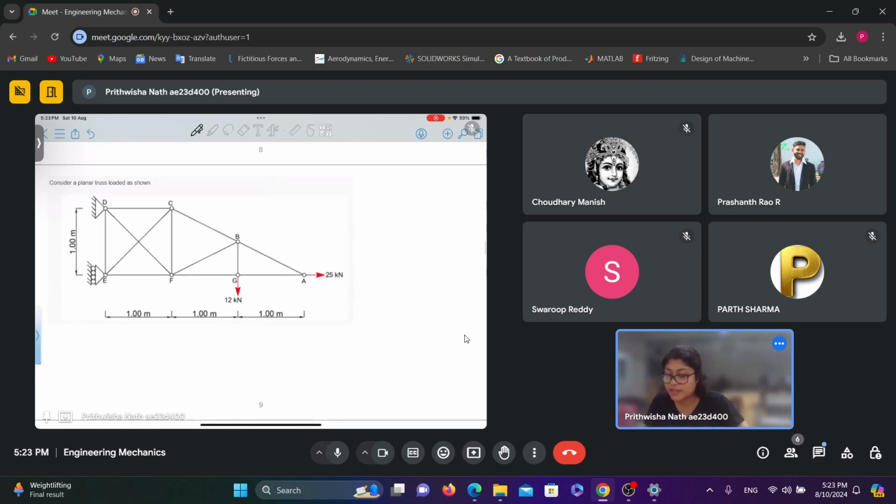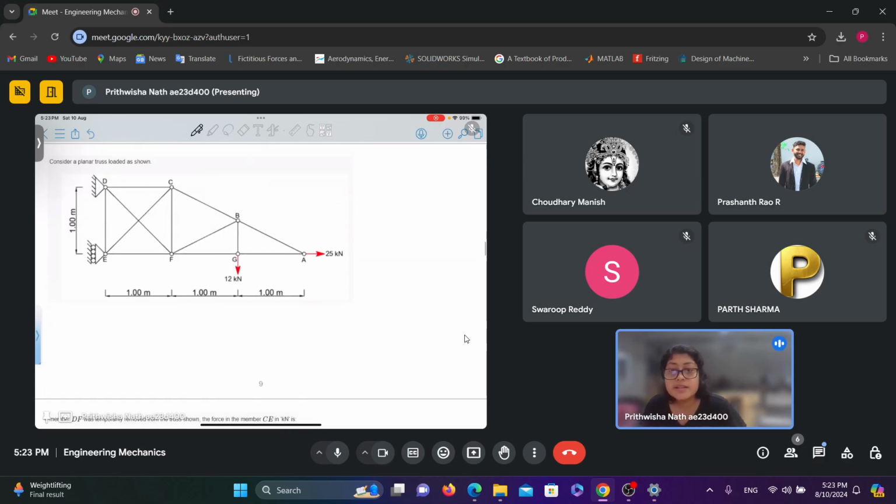Now the next problem: consider a planar truss loaded as shown. So this is another truss. I suggest that you try solving the problems along with me. So can you please try solving this?